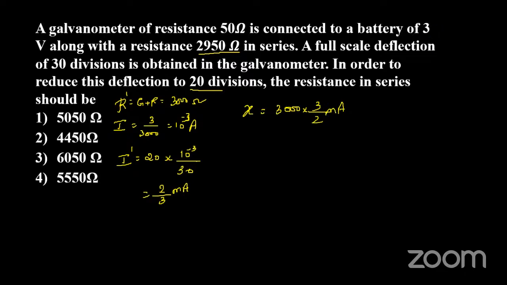V equal to IR. So R equal to V by I dash. So this will be 4500 ohm. Now resistance to be added, what should I do with this? I have to subtract 50, because the galvanometer is already there. So it will be 4450 ohm is the resistance which has to be connected. Removing 2950, I should put 4450, so that I'll get the 20 division deflection.